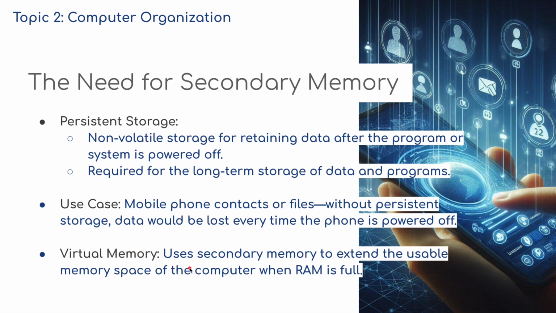So virtual memory, though, as well, uses secondary memory. We mentioned this a little bit before in the previous video. Virtual memory uses secondary memory to extend the usable memory space of the computer when the RAM is full. So if you're working on lots of multiple tasks, and all of a sudden you find that there's not enough memory in the RAM to run all these tasks, the CPU should be able to get some memory from secondary storage and make it work similarly to RAM. It would be slower, but it would work to top up the RAM.